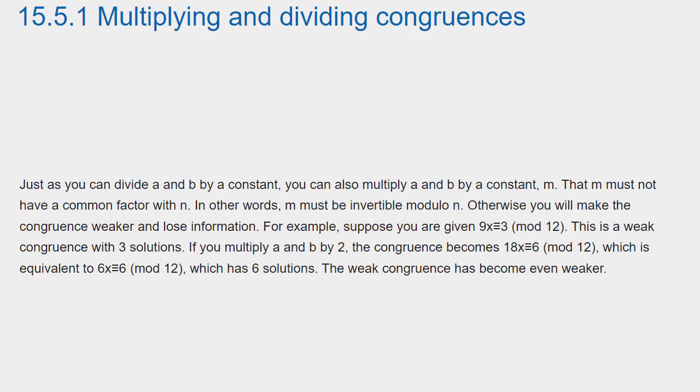Just as you can divide a and b by a constant, you can also multiply a and b by a constant m. That m must not have a common factor with n. In other words, m must be invertible modulo n. Otherwise you will make the congruence weaker and lose information. For example, suppose you are given 9x is congruent to 3 mod 12. This is a weak congruence with 3 solutions. If you multiply a and b by 2, the congruence becomes 18x is congruent to 6 mod 12, which is equivalent to 6x is congruent to 6 mod 12, which has 6 solutions. The weak congruence has become even weaker.